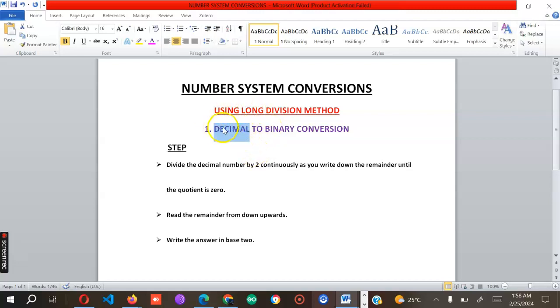For you to convert a number from decimal to binary using the long division method, these are the steps you are supposed to take. Step number one, you divide the decimal number by 2. Remember, why are we using the 2? Because we are trying to convert the decimal number to binary, which has two digits. That's why we are using the 2. You divide the number by 2 continuously, writing down the remainder, until the quotient is 0. After you get the quotient 0, you read the remainders from downwards going upward. Then the final part is to write the answer in base 2. I hope up to that point you are together.